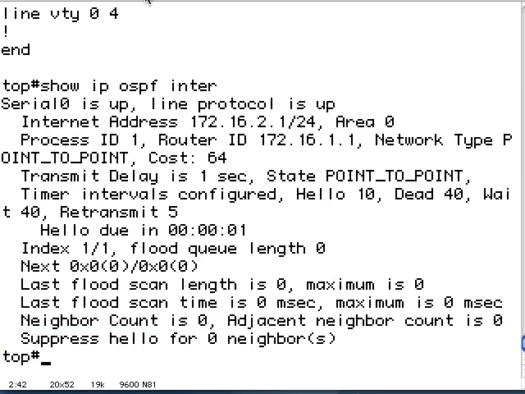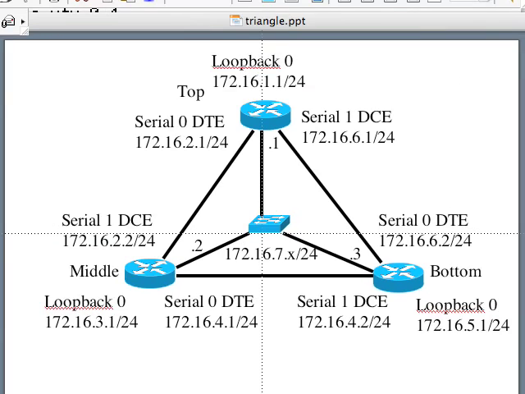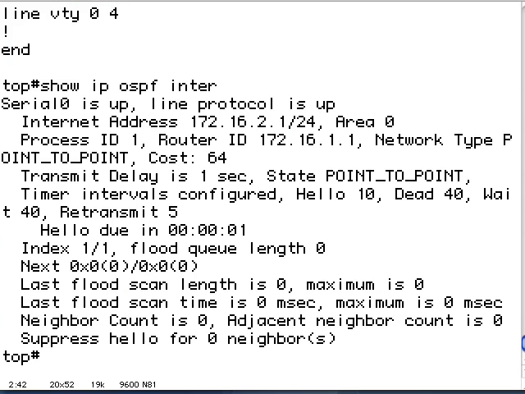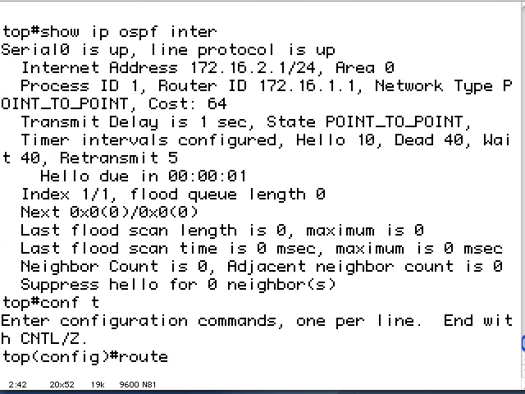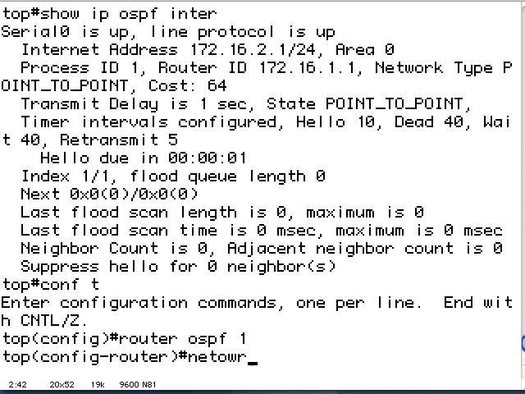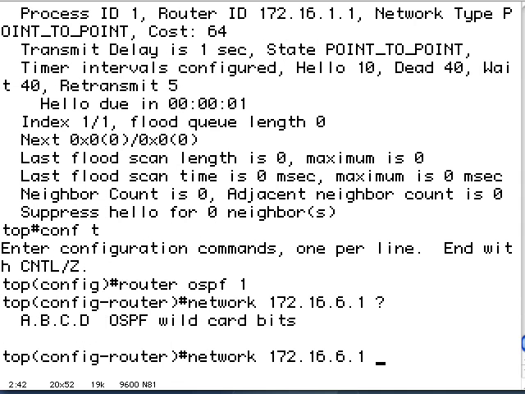And that's it for that. Let me turn on OSPF on another interface. Conf t, router ospf 1, network 172.16.6.1, and then question mark, we want our don't care bits. I'm going to go with 0.0.0.0 and area 0.